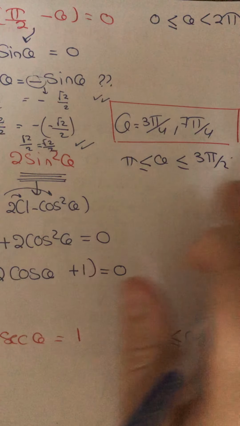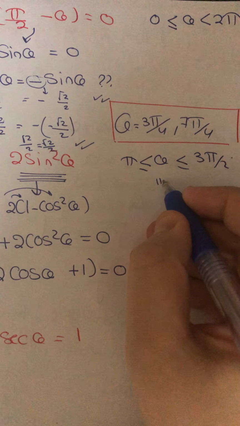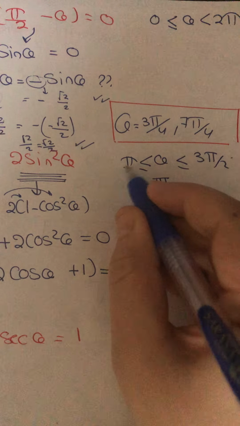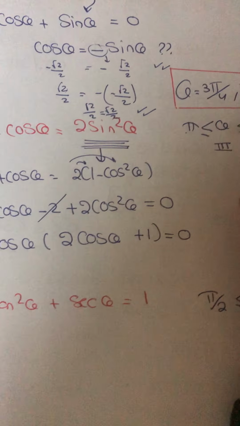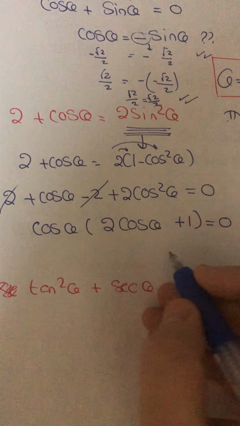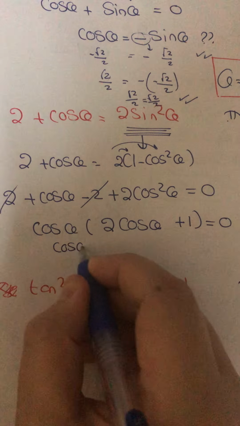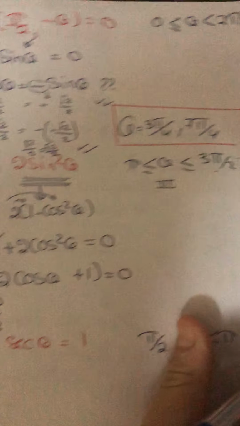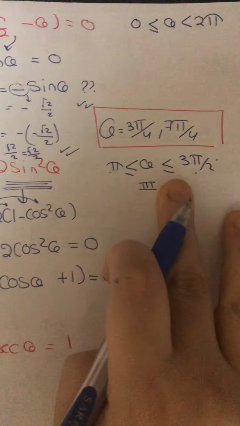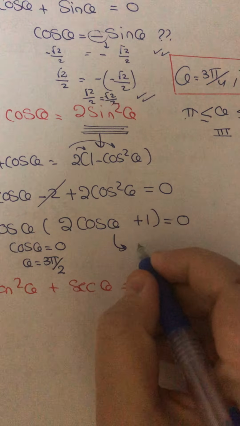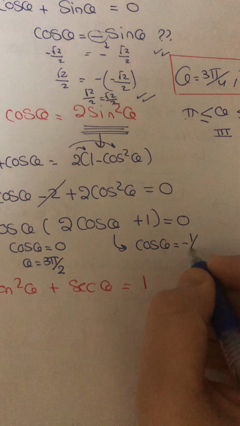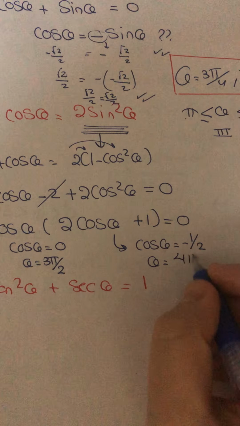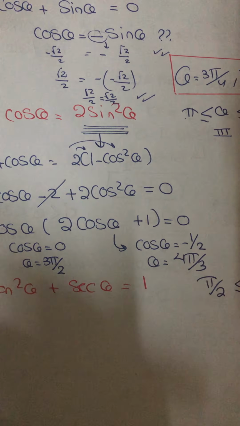The interval over here is from after 180, only quadrant 3, from 180 to 270 only, okay? So over here maybe cosine theta equals 0, so theta equals 270 or 3 pi over 2, and alhamdulillah it is closed over here, or included. And this one will give me cosine theta equals negative half. In this interval there is one answer, that is 4 pi over 3.